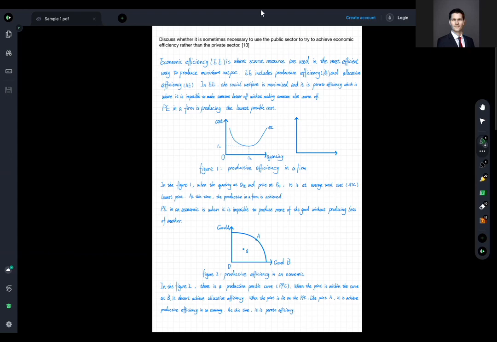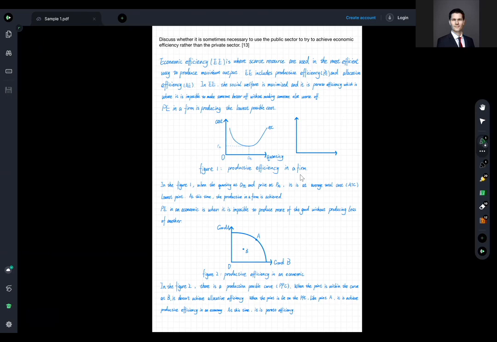Okay, so this is sample 1. You can download it from the website. You can download it from the chat box. So this is an A2 essay question, 13 marks. This is part B, which means that evaluative comments will be expected here.